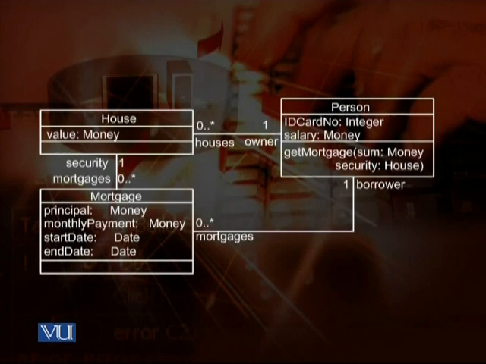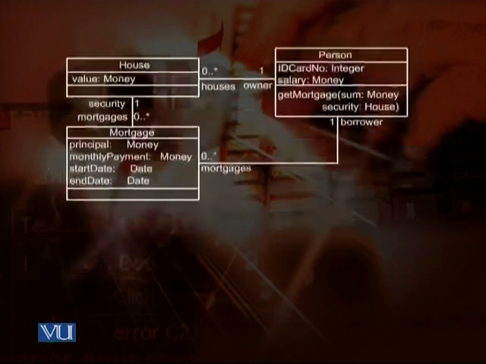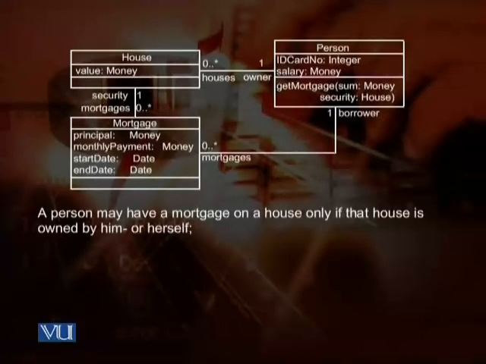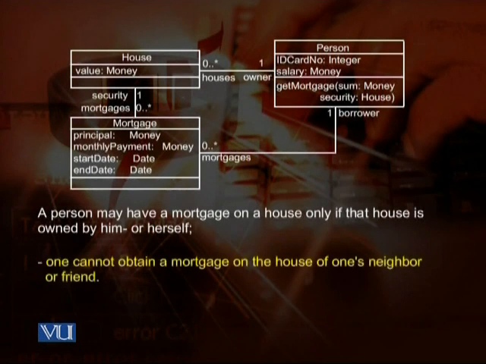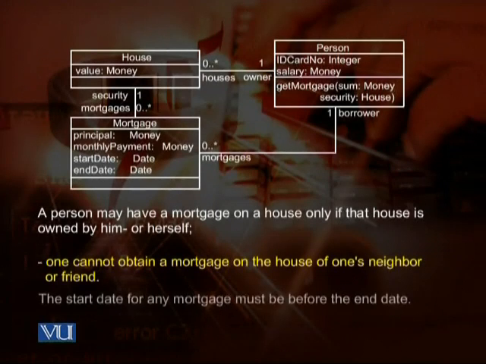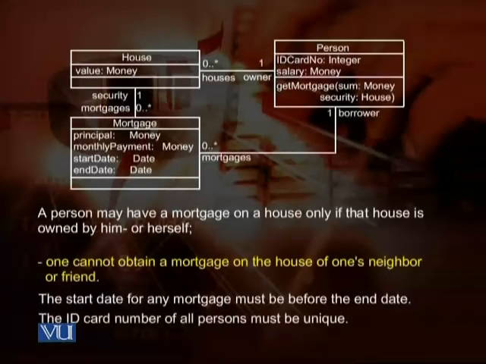Now, it seems like a very simple model, but there are certain constraints, certain restrictions that we must impose. So the first constraint could be, a person may have a mortgage on a house only if that house is owned by him or herself. One cannot obtain a mortgage on the house of one's neighbor or friend. The second condition could be, the start date of any mortgage must be before the end date. The third is, the ID card number of all persons must be unique.